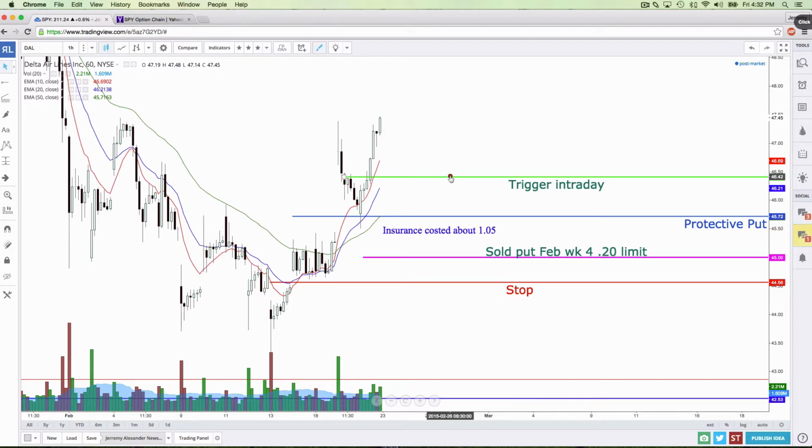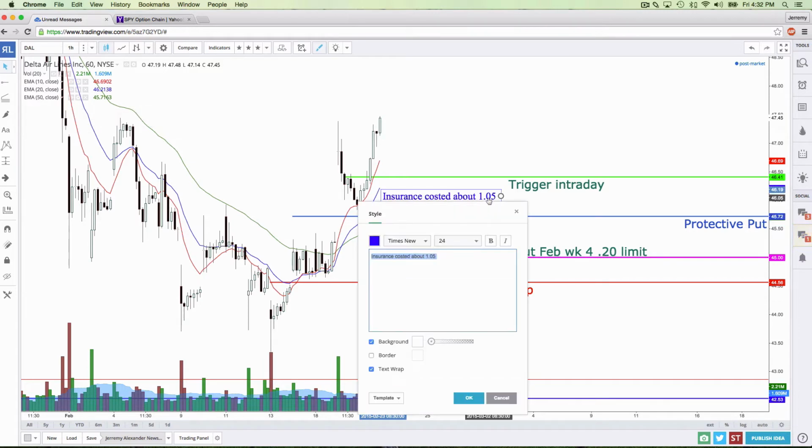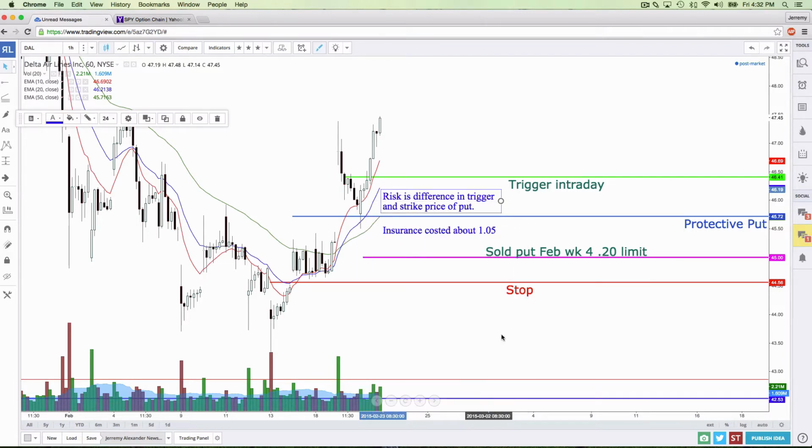What that means, ladies and gentlemen, is this. My trigger to my put, that is your risk. That's your risk on the trade. When you buy insurance, okay, here you go. Risk is the difference in trigger and strike price of the put. That's the real risk. So if I bought a 45.50, here's 45.50. This is your actual numerical inherent risk. It's the difference between your entry and the strike price of the put that you bought. So when I say trigger, that means wherever you got into the trade.